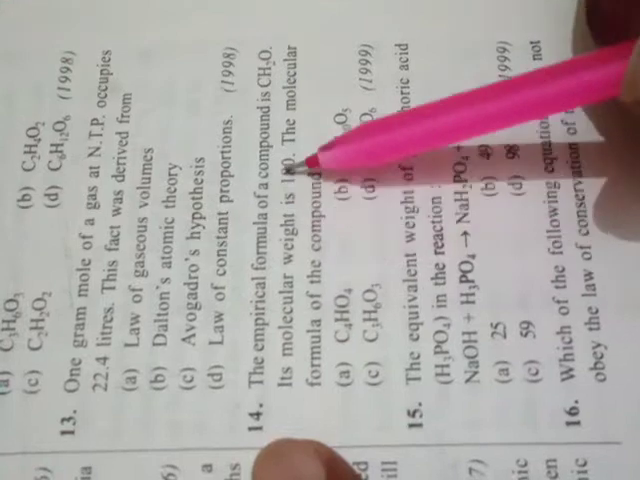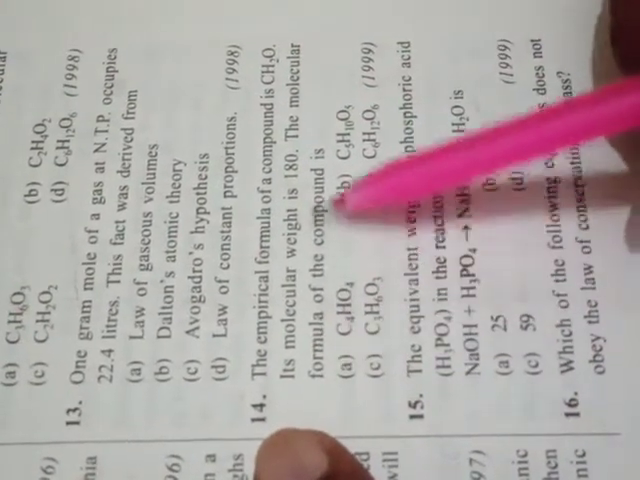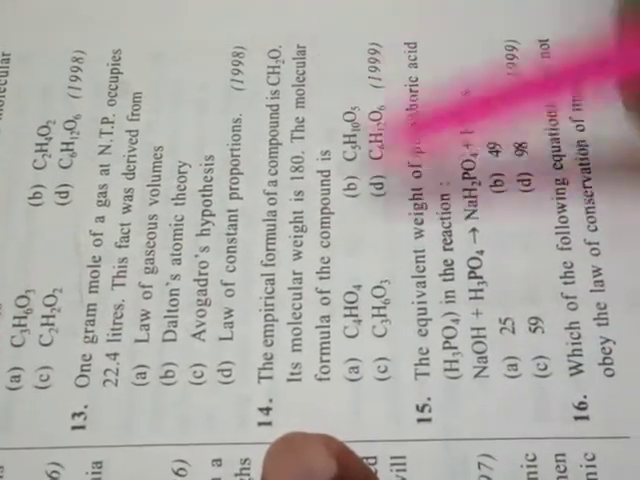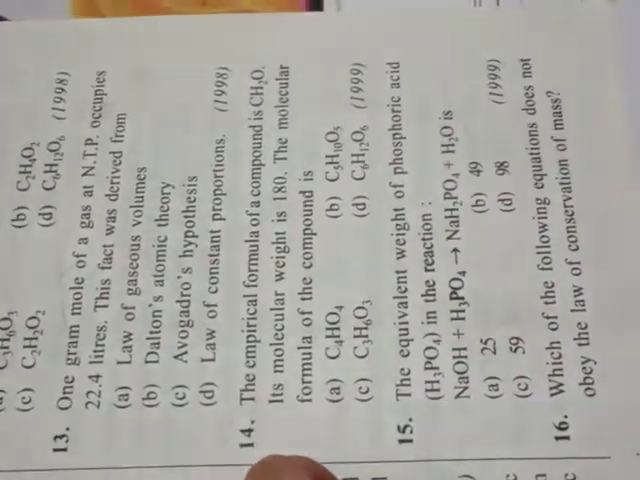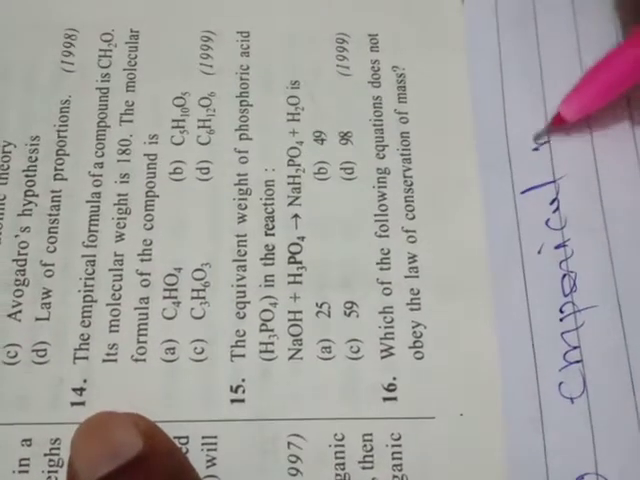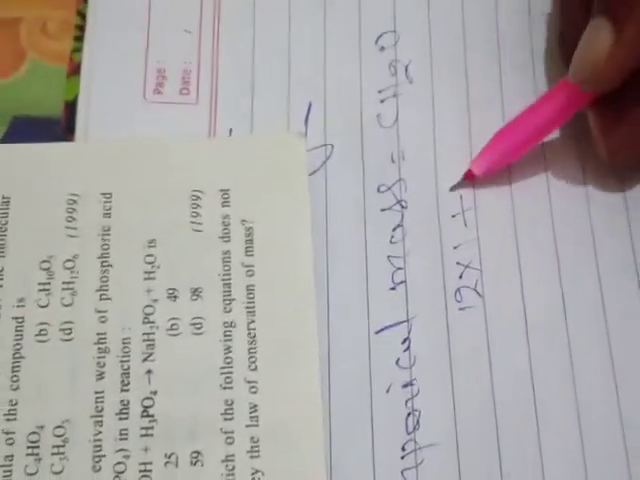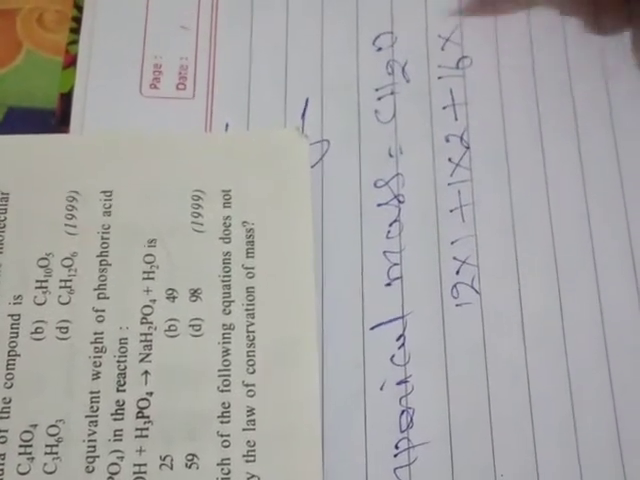The empirical formula of a compound is CH2O. Its molecular weight is 180. The molecular formula of the compound is, see guys, first of all we have to find out the empirical mass. When you calculate the empirical mass, the formula is CH2O. Accordingly, carbon has mass 12, one atom here, hydrogen has mass 1 and it has 2 atoms, and oxygen has mass 16 into 1 atom here.